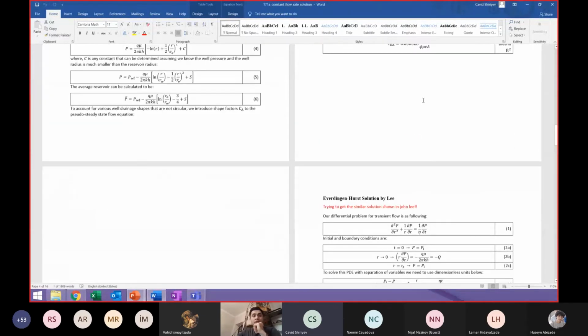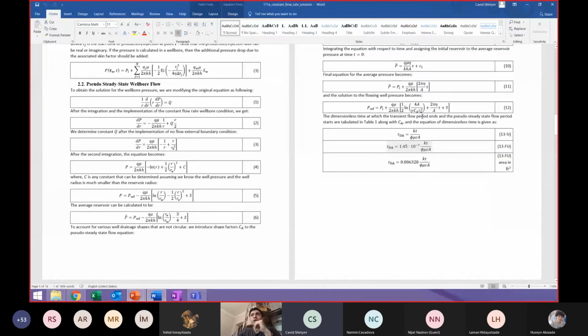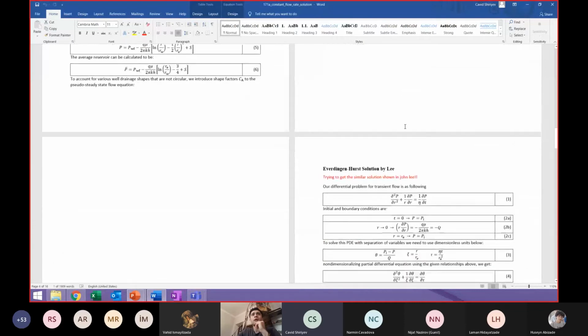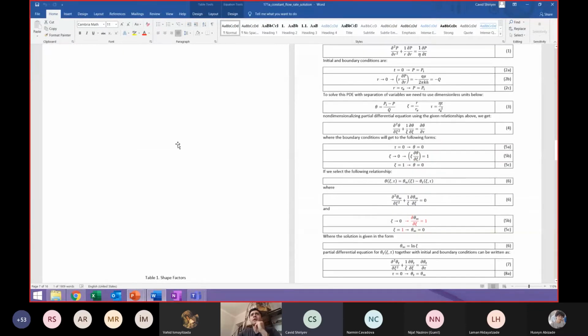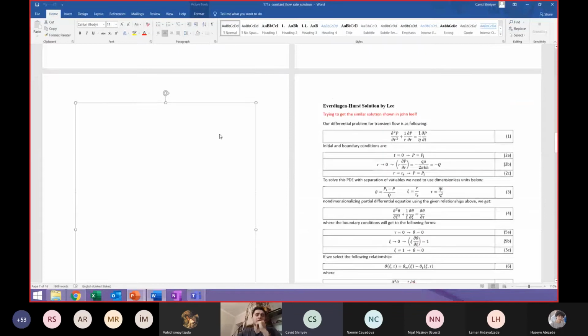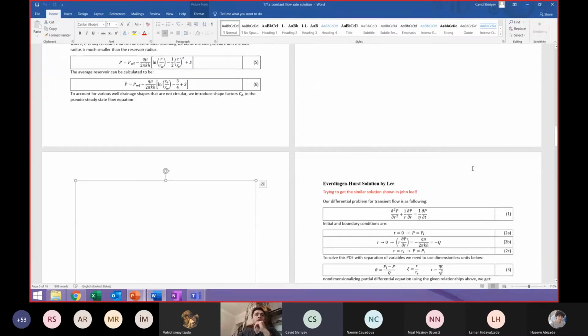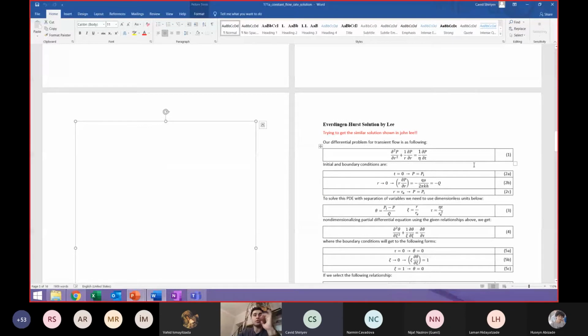Now, the other solution is a steady state solution, where we have the boundary affecting the flow. This is the solution for the steady state, and this C_A is the shape factor, which is available in the form of a table. I don't know why I can't see this table now, but we have this data available. So when we have the numerical solution ready, we will be able to compare the steady state solution and our numerical solution.